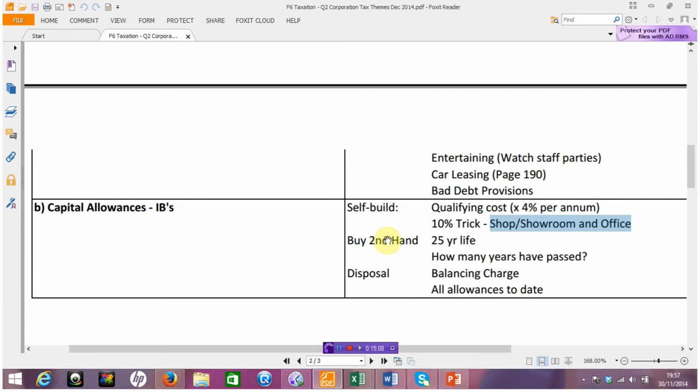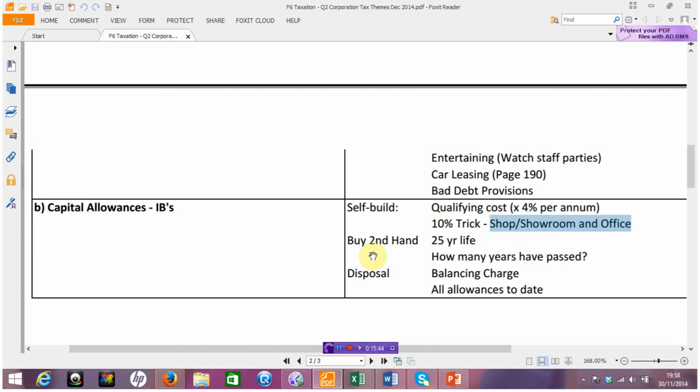Okay. The second one here is just this buy second hand, and this is the one that I've seen more regularly than certainly the self build. This idea of a company buying an industrial building when it's part the way through its 25-year life. So in other words, I guess the question is how much are they allowed to deduct as an industrial building allowance, an annual allowance, in each of the years going forward. So let's just say that 5 years have passed, and that's what we need to know.